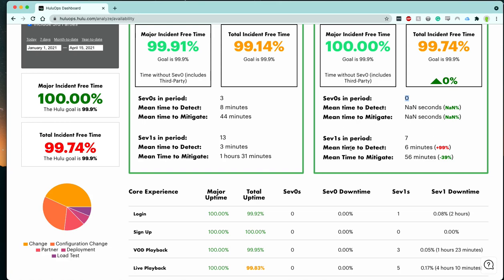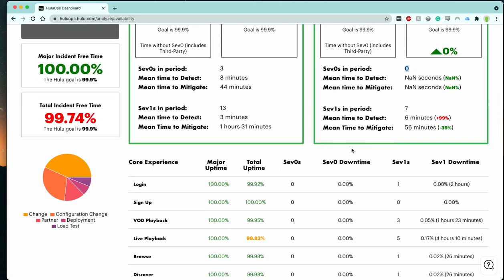is great. The mean time to mitigate, or the average time to fix this issue so that the customer is unaware of the problem, is 56 minutes, and this is down 39% from the same period a year ago, where it used to take about an hour and 31 minutes. It's taken us 56 minutes.